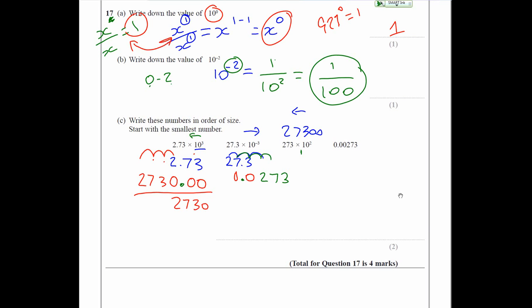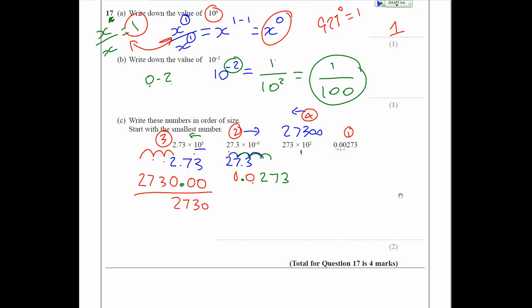Smallest, let's be good and write it how it was given in the question, because someone made that comment on a previous video that I've made. It is the best way to do it. The smallest is 0.00 something. So that's our first one. Next smallest is 0.0 something. The next smallest is this one. And the next smallest, am I saying smallest, do I mean biggest? You know what I mean. You know what I'm like by now.